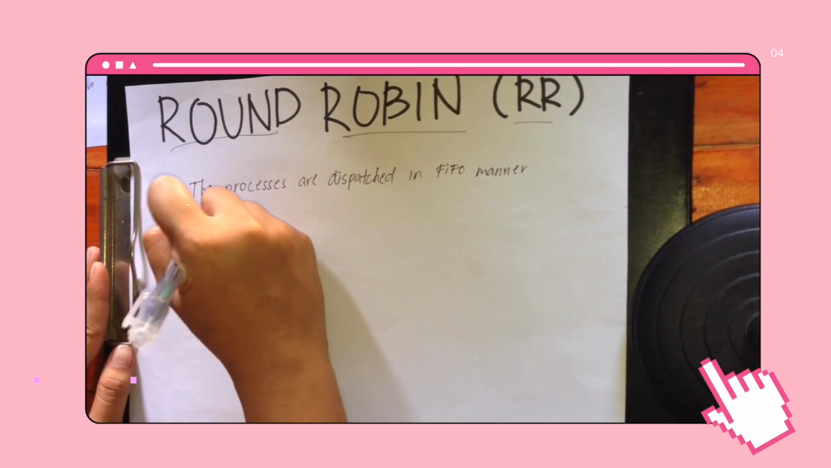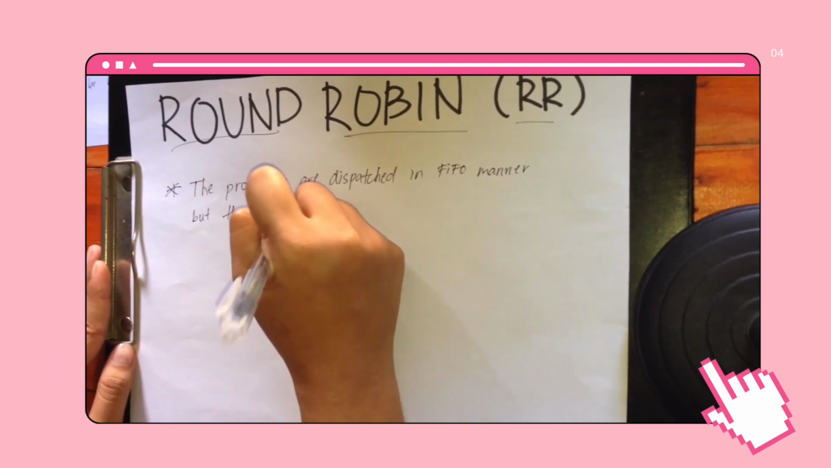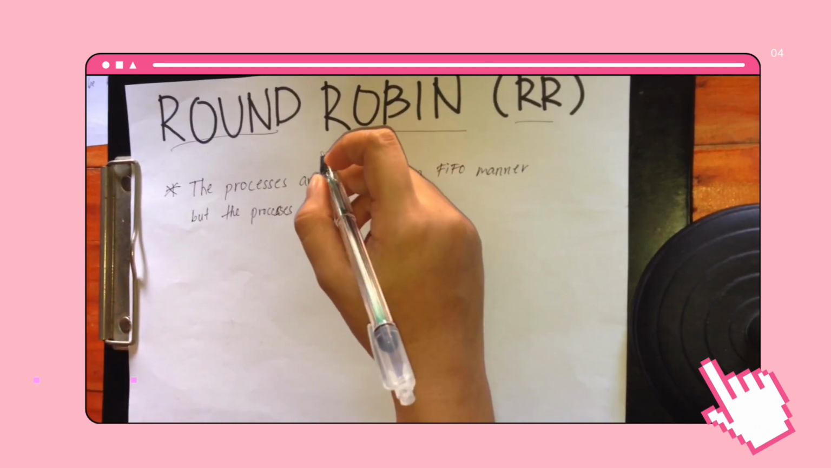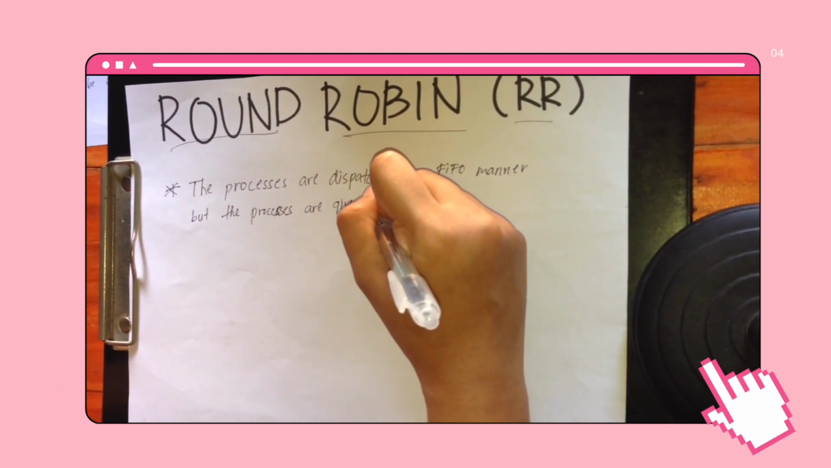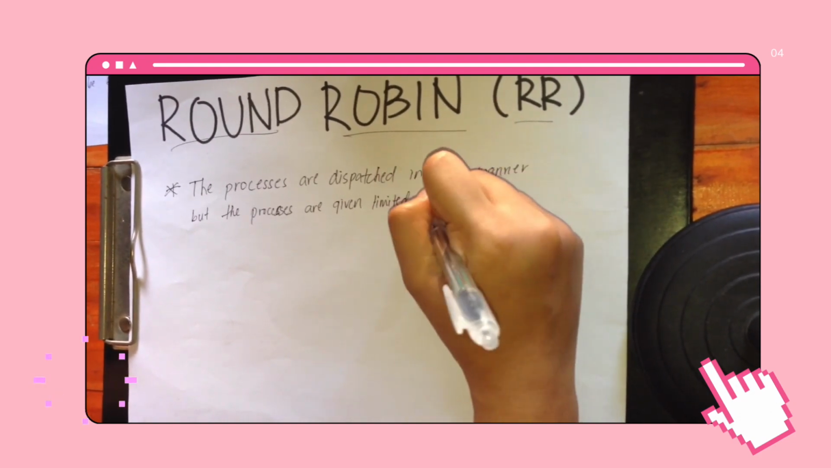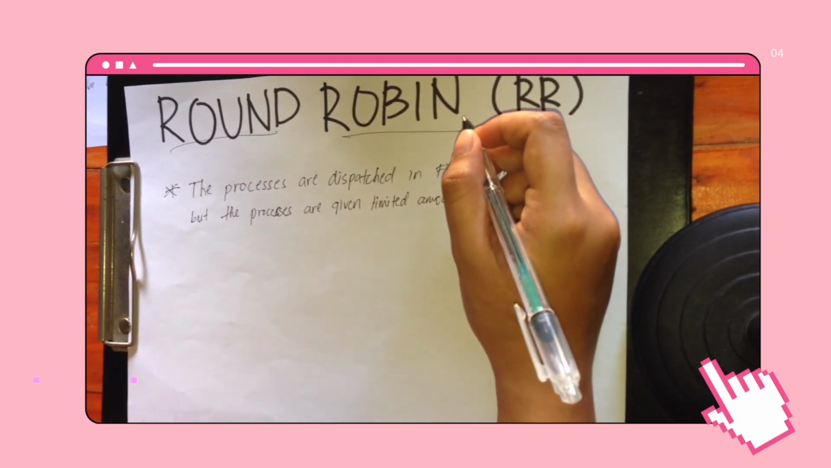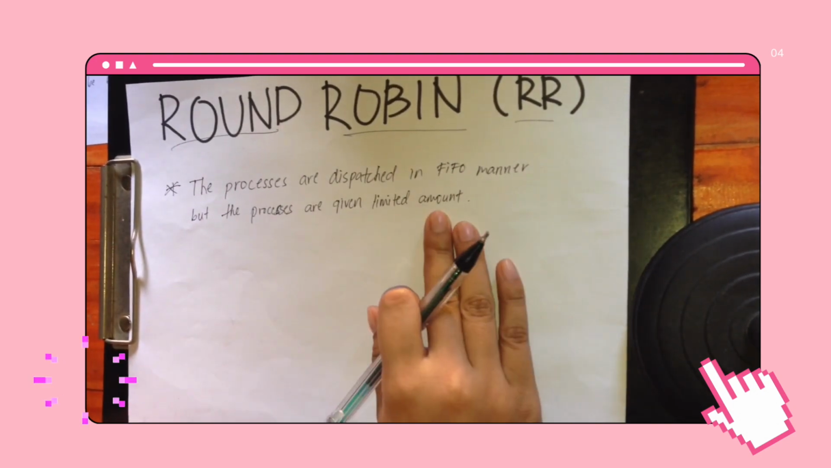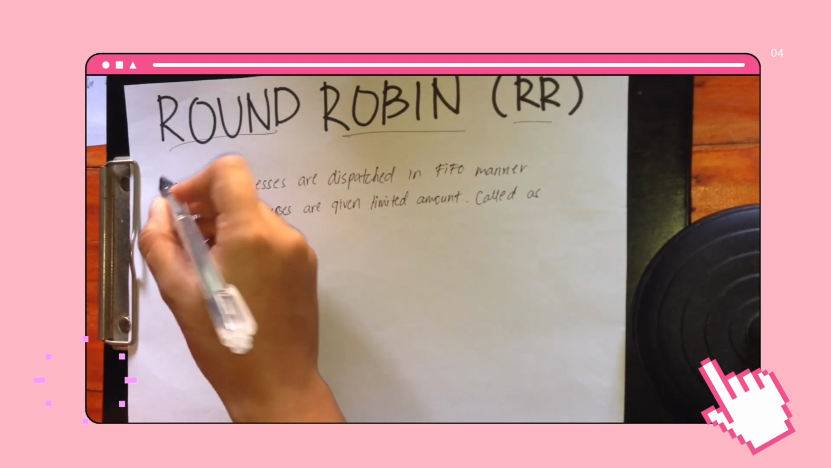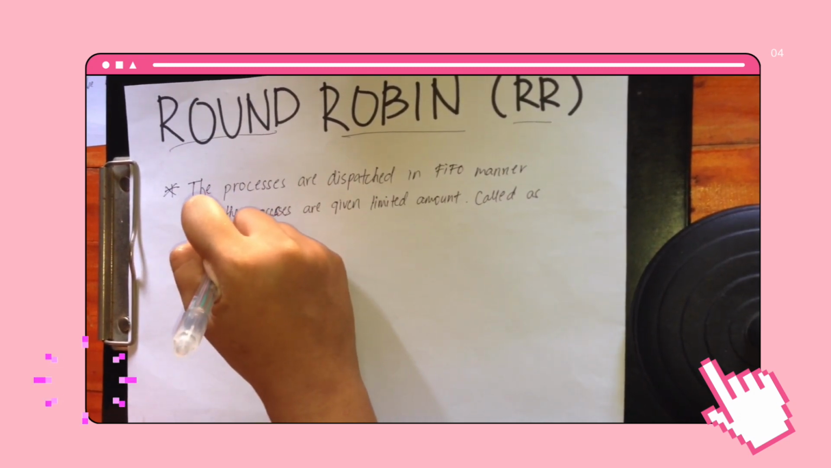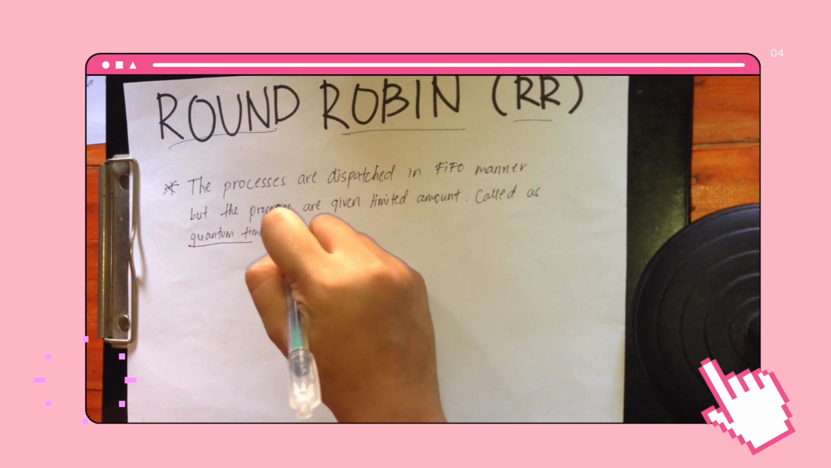But the processes are given a limited amount of time, and this limited amount of time is called quantum time or time slice.